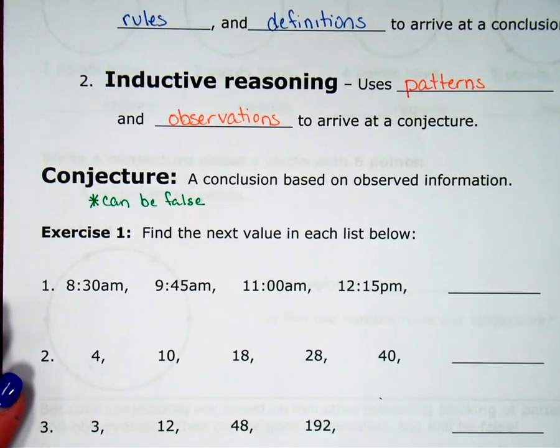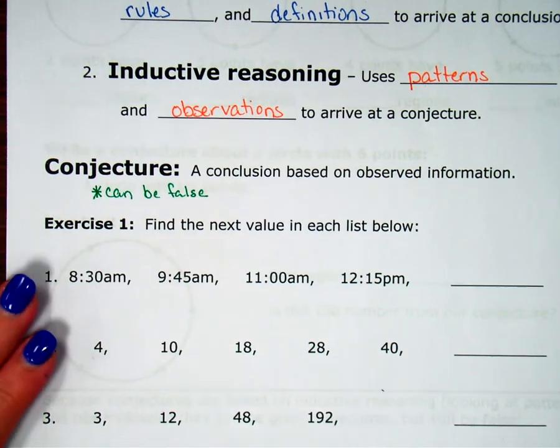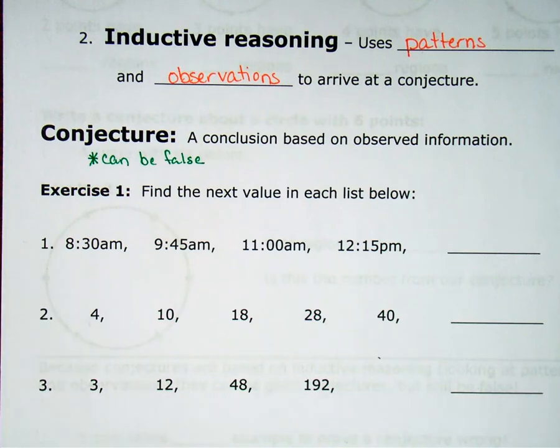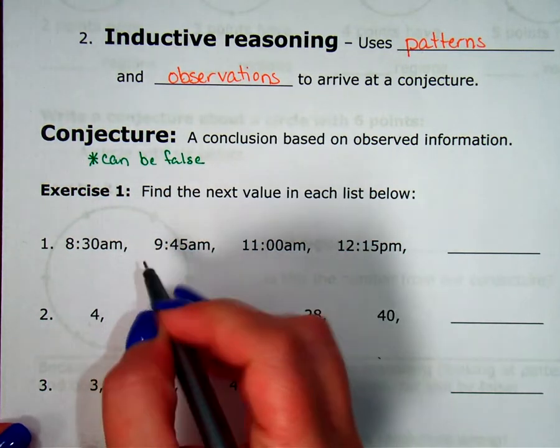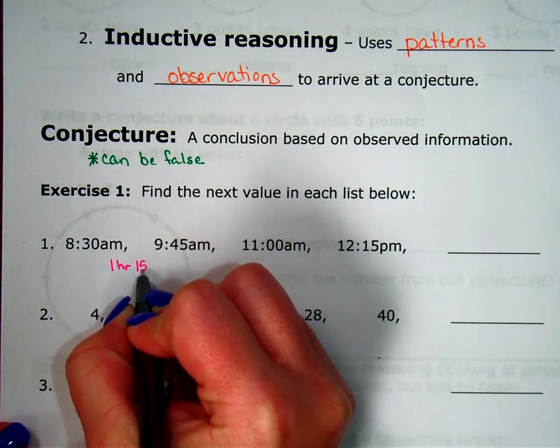Okay? Exercise 1 says to find the next value in each list below. So when I look at my first one, I'm going to look at the pattern, which means we're using inductive reasoning because I'm looking at the pattern. Okay? So 8:30 a.m., 9:45 a.m., 11 a.m., and then 12:15 p.m. One of the easiest things to do is to just look and say, what is the time difference between each one? From 8:30 to 9:45 a.m., I can see a time difference of 1 hour and 15 minutes.